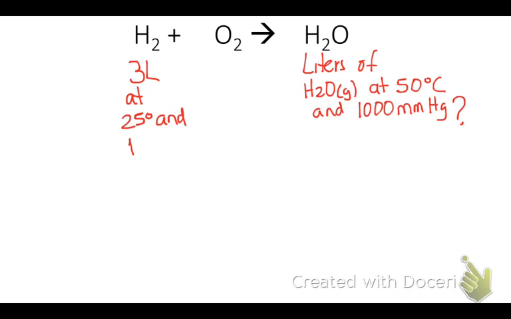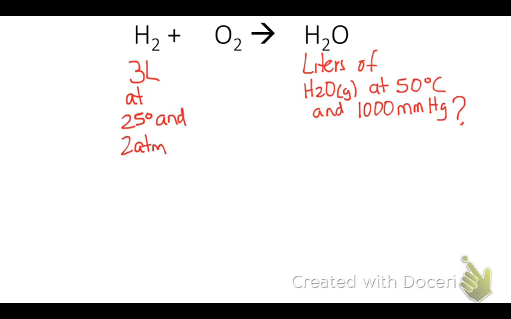I told you it was 25 Celsius and it was 2 atmospheres? Eso era el programa pasado. Yes. So, from those 3 liters of hydrogen that were measured at 2 atmospheres and 25 Celsius, how many liters of water vapor measured at 50 Celsius and 1,000 millimeters of mercury will you get?